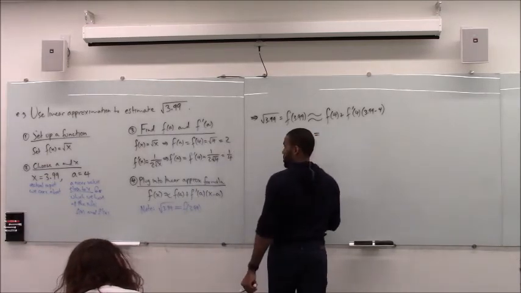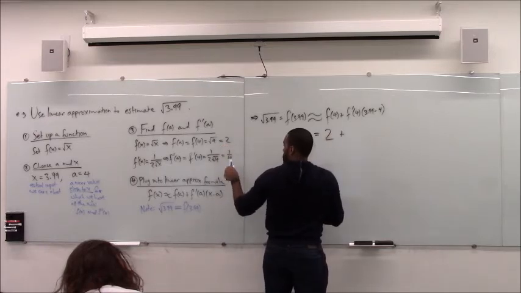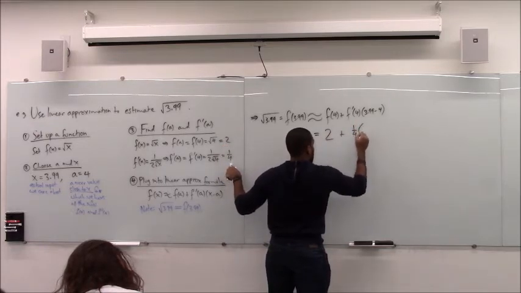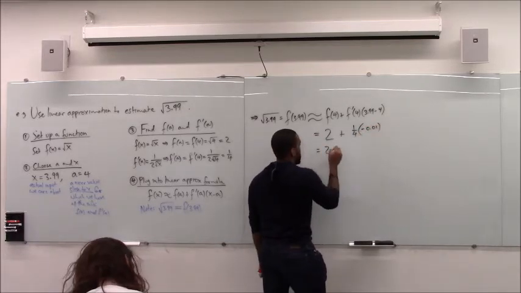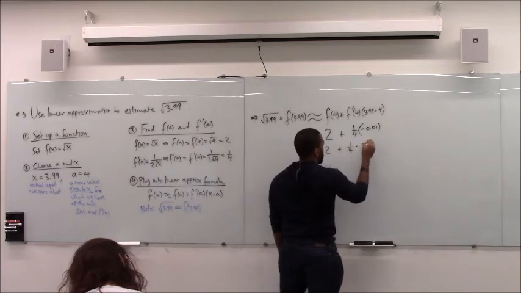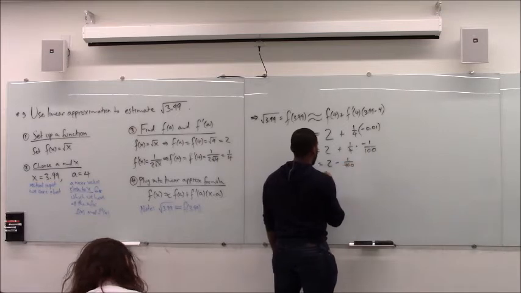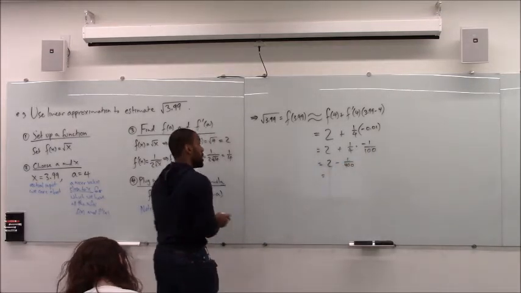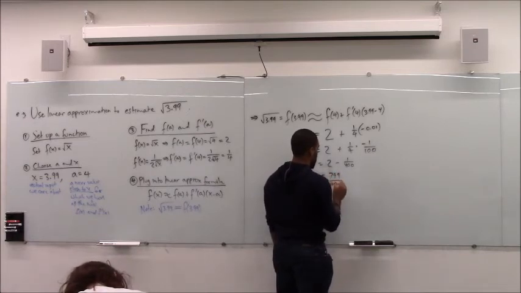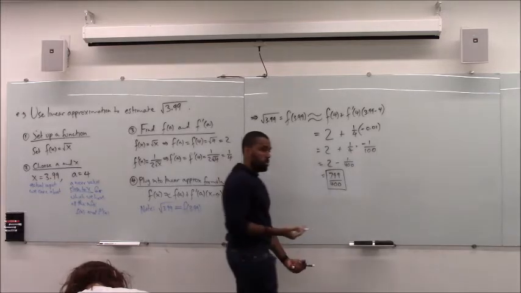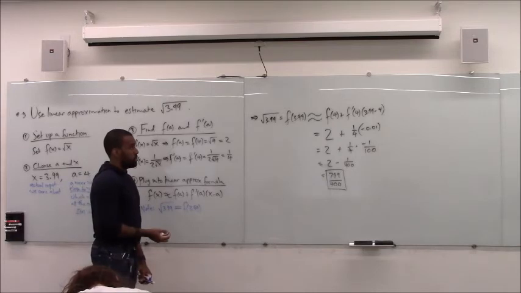And now I'm just plugging in the values. F of 4, 2. F prime of 4, quarter. 3.99 minus 4, minus 0.01. Notice that I can write that as minus 1 over 100. This is 2 minus 1 over 400. 2 is 800 over 400, so this is 799 over 400. And that would be my approximation. That would be my guess as to what the square root of 3.99 is.